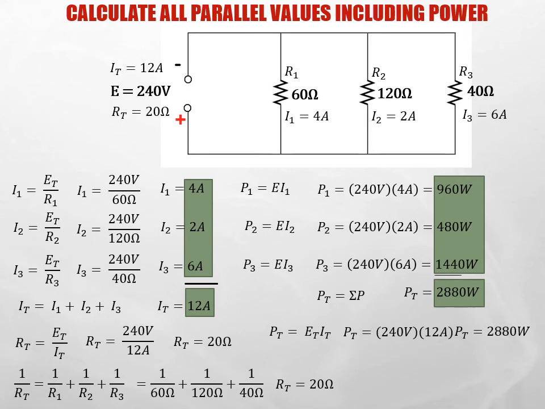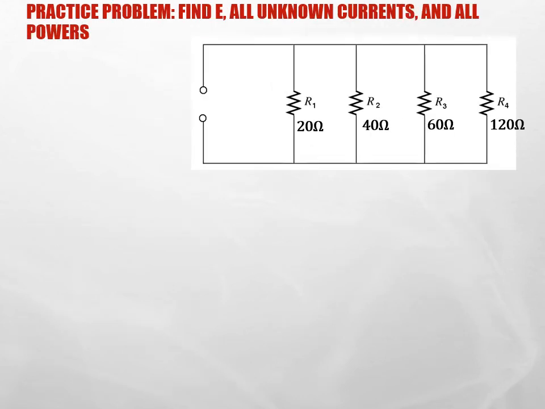Let's look at one more before we wrap up. Here I've got another problem. This one's a little bit different. It's different for a couple of reasons. One, it's got 4 resistors in parallel: 20 ohms, 40 ohms, 60 ohms, and 120. I've got all the resistances in each of the branches, but I'm also supplying you with the total circuit current of 12 amps.